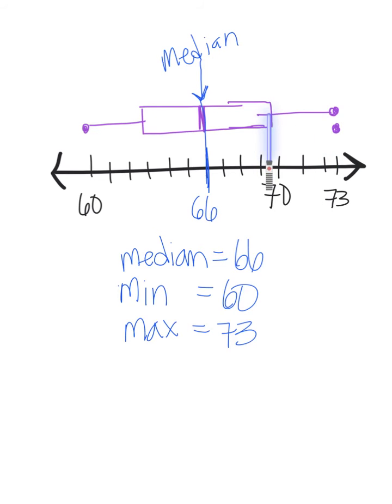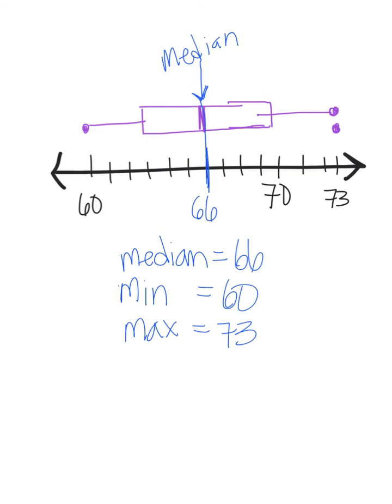Now, this line right here and this line right here also represent something important. This is called the first quartile, and this is the third quartile, or Q3. So this is called Q1, and this is called Q3. This would be our Q2, but we don't call this our second quartile. We call that the median.